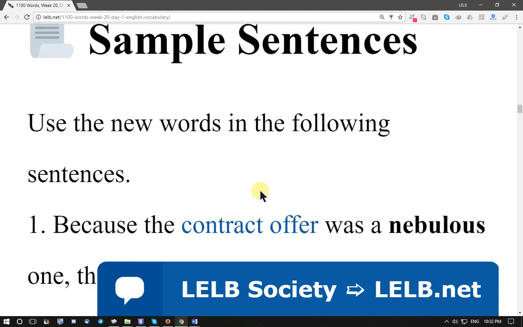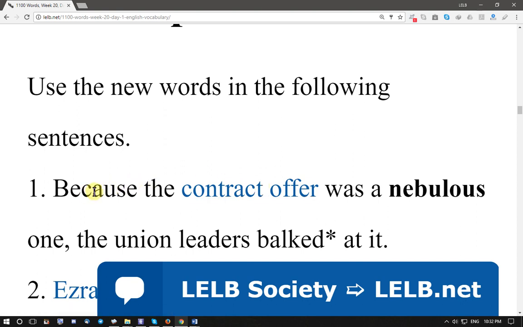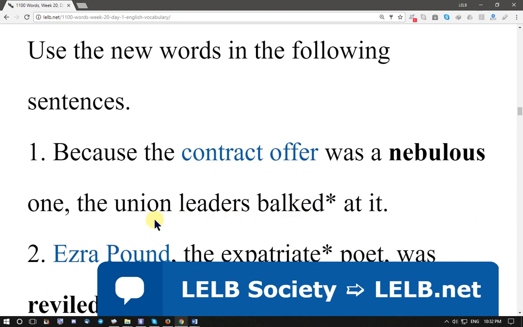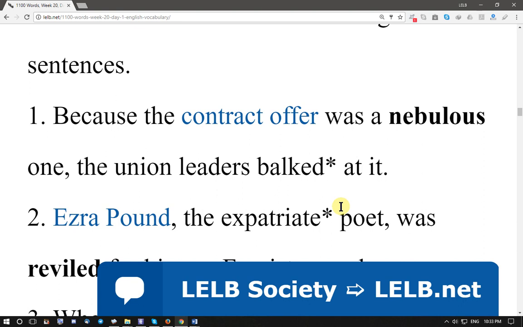Okay, some sample sentences. Number 1: Because the contract offer was a nebulous one, the union leaders balked at it. Yeah, a cause and effect relationship. The contract, I think I pronounced it "contact", it's contract. The contract or treaty or agreement was, let's say, confusing and unclear, ambiguous. So the union leaders balked at it. When you balk at something, it means that you are hesitant, you refuse to accept it for some reason, because it was nebulous and unclear.